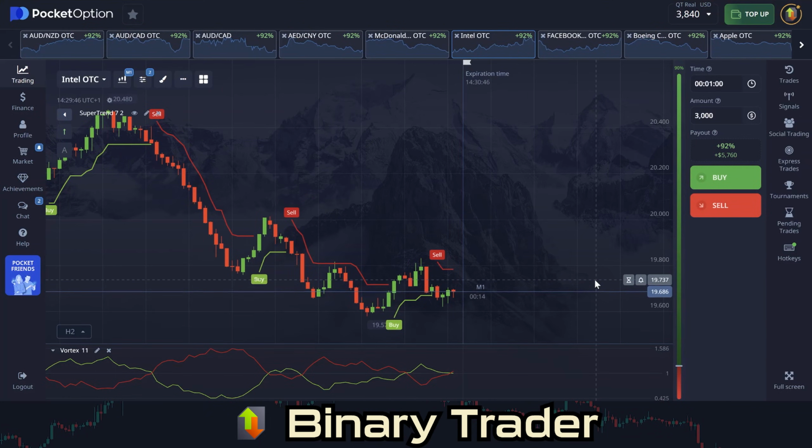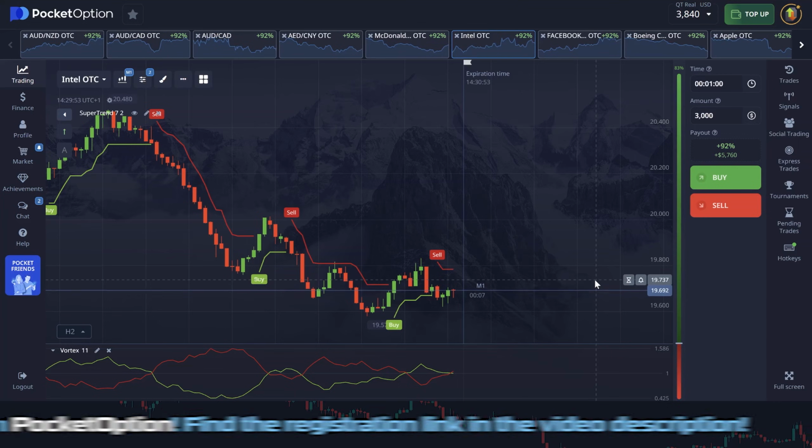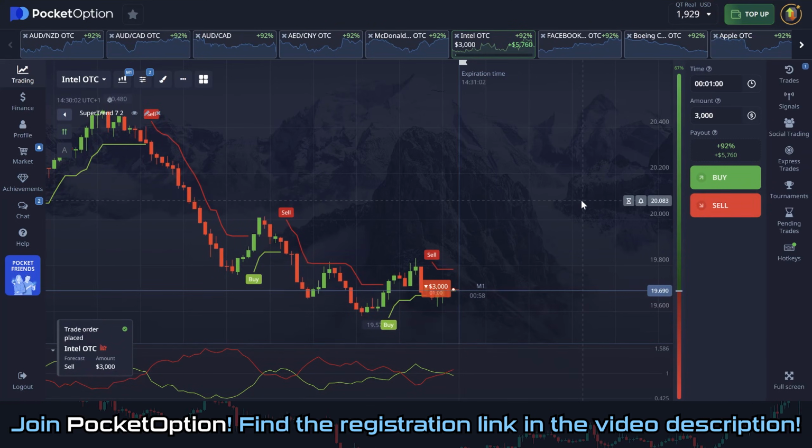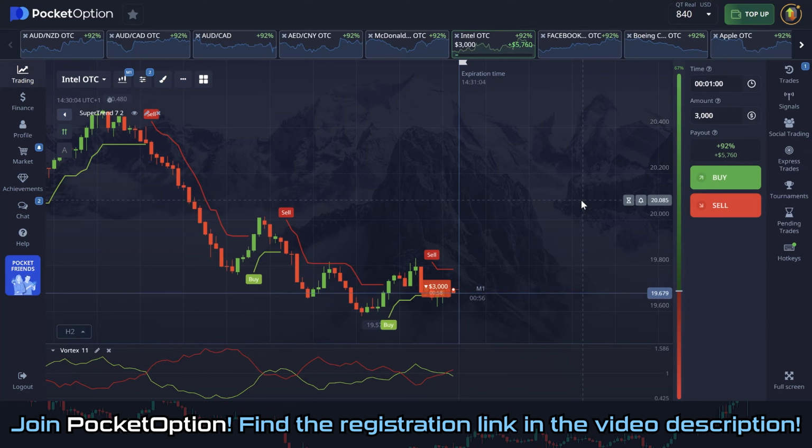Now I just need to wait patiently until the cross of Vortex is confirmed. Patience is the most important soft skill for trading. It's just as important as market analysis on the technical level. Cross confirmed, I'm placing a sell.